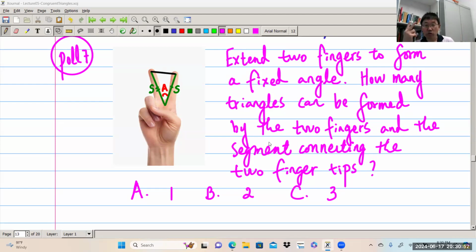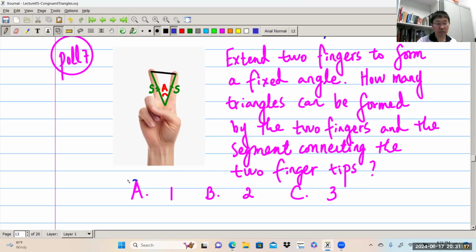So how many different triangles can you form with these two fingers and a fixed angle between the two fingers? Obviously, how many? Just one triangle. You can only do one. You can only make one triangle, right? So the answer should be A. Very good. So the answer is A.